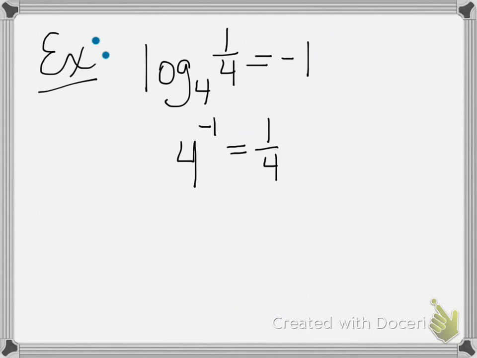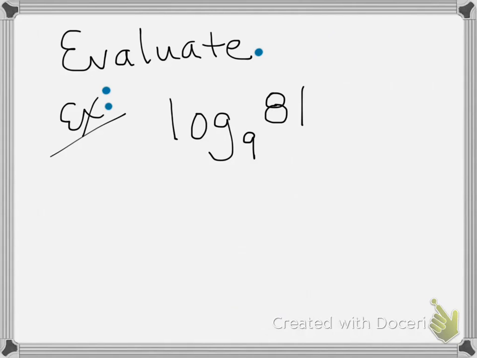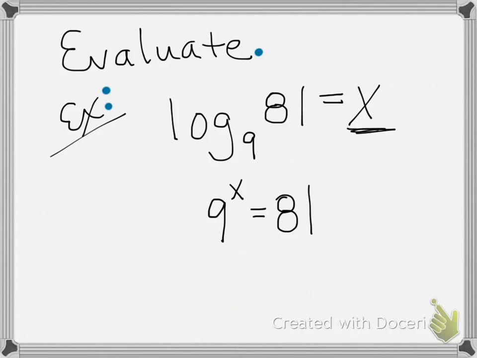Now, why is that useful? Well, it's useful in a couple of ways, and one of them is when we evaluate. So if I'm trying to evaluate log base 9 of 81, I'm trying to find out what does this equal, I'm going to write it equals x. That just gives me something over here to use for my power. So if I rewrite this, now I have 9 to the x power equals 81.